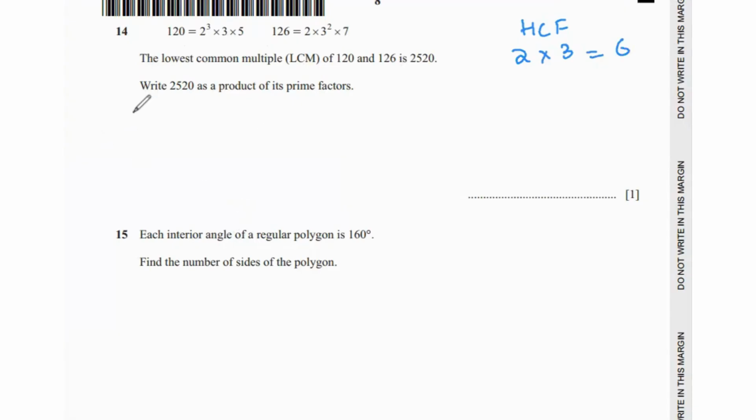But for LCM, we pick the highest powers from both cases. So for 2, the highest power is 2 cubed. For 3, the highest power is 3 squared. And then 5 and 7 come as they are. So for LCM, you pick the highest powers, but for HCF, you pick the lowest ones. So that's going to be your answer because they want the answer as a product of its prime factors. You can even split the 2 cubed into 2 times 2 times 2 and the 3 squared into 3 times 3. Either way, your answer would be correct.